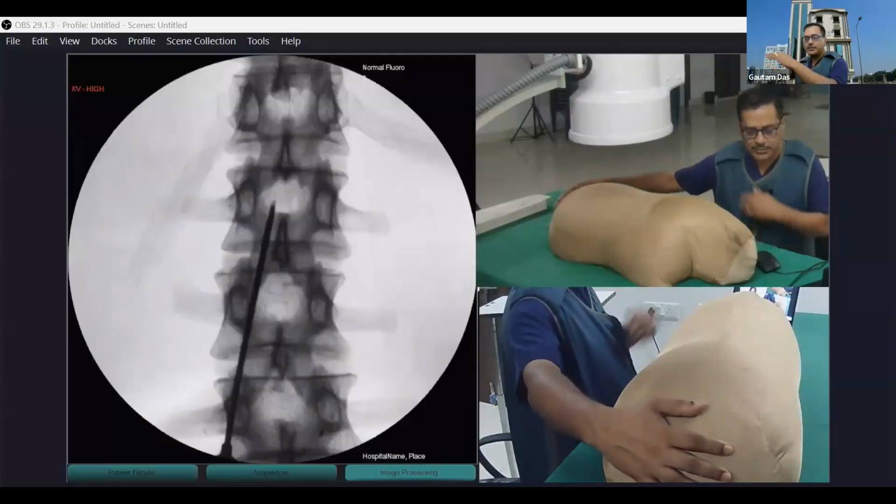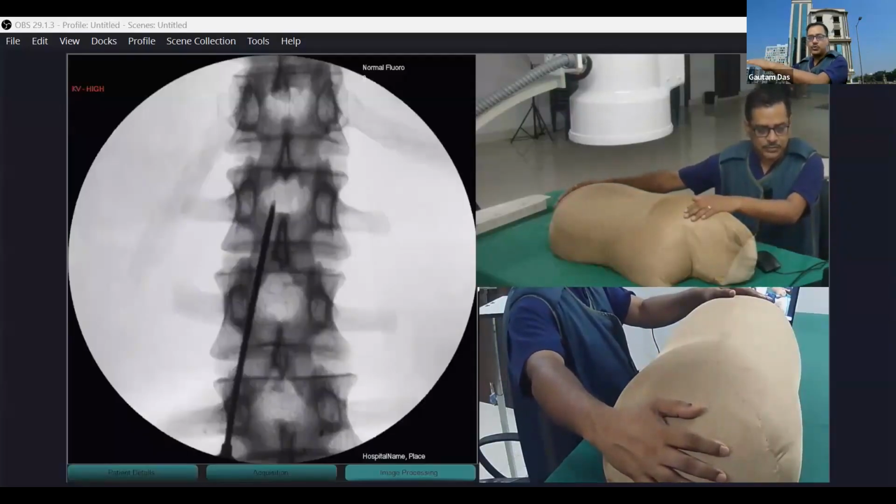Let me start the demonstration of this, how the needle is placed and how the cord. It will not be exactly the same as what will be done in the patient. I'll be showing you the patient video later on. This is the caudal end. This is the cranial end. Okay, so two cameras are there.